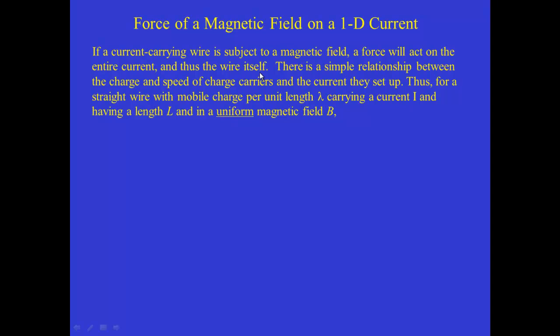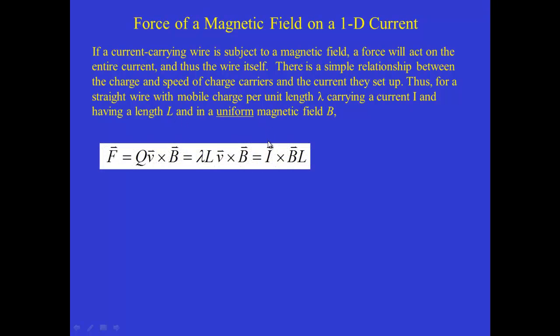And so let's imagine that we have a straight wire with mobile charge per unit length lambda, carrying a current I, having a length L, and it's in a uniform magnetic field B. And we can easily show that the net force on this wire is equal to the total charge Q times v cross B, the same way that it would be if we had an individual charge Q. And the total charge in the wire is charge per unit length times length, or lambda times L.